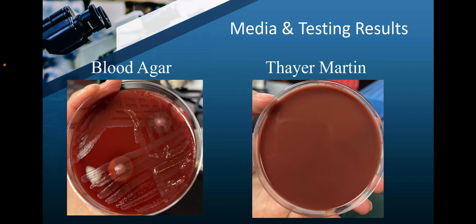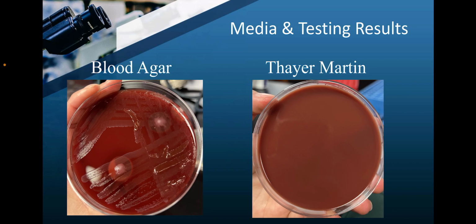Media tests were performed to help diagnose Jacob's infection-causing microbe. The medias we tested that were going to be useful for the identification process were blood agar plate, Thayer Martin, nutrient agar, and chocolate agar plate. There was growth on the blood agar but no growth on the Thayer Martin, meaning the blood agar was positive and the Thayer Martin negative.